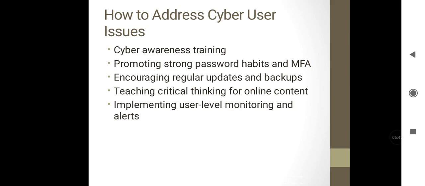And then next is how to address these cyber user issues. Now we can discuss how to reduce these issues. First one is cyber awareness training. Users should be trained to identify phishing, scams, malware, and other cyber threats. Then strong passwords and MFA: use unique strong passwords and enable multi-factor authentication. Then regular updates and backups: keep software updated and regularly back up important data. And then critical thinking. Don't believe everything you see online. Before clicking a link or sharing information, ask: is this genuine, who sent this, and why are they asking for this information?